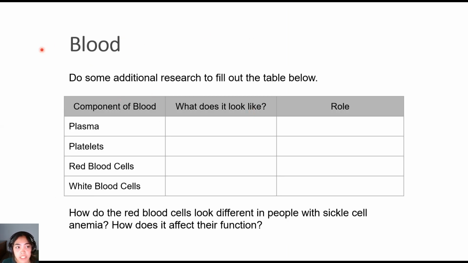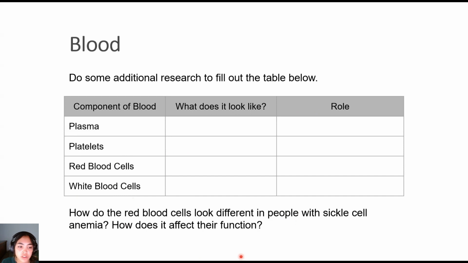So here's some additional research for you to do, which is to fill out the table below. Okay, so draw this up either in your OneNote, in your book, wherever, but you need to have the component of blood, plasma. What does this look like? What's its role? Platelets, look and role. Red blood cells, look and role.